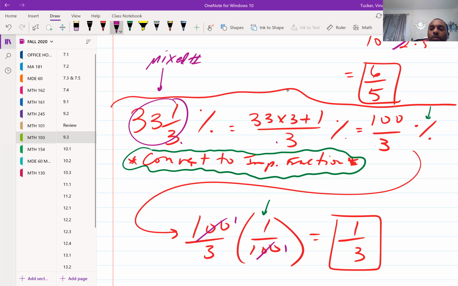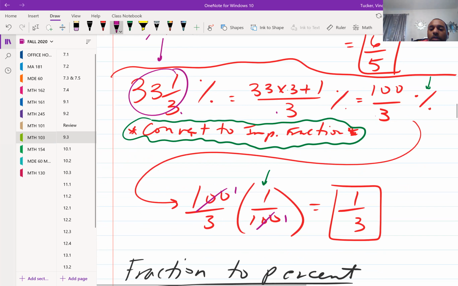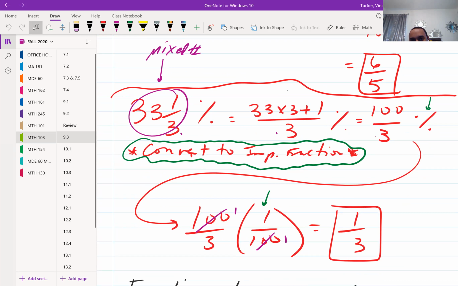All right. Any other questions on that? Make sure we're good. So convert to an improper fraction, then substitute 1 over 100 for that percent sign, and then reduce. We saw that 100 was in common with both top and bottom, and that cancels, leaving us with just 1/3.